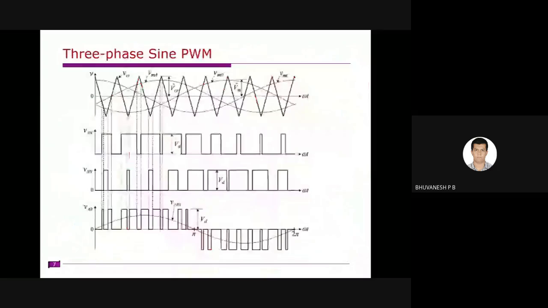So next we move to three phase. In case of three phase, there is nothing like unipolar or bipolar, so only one method is there. Okay, this is the three phase implementation.